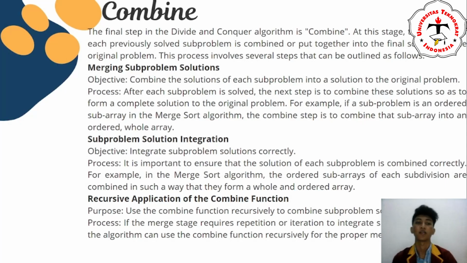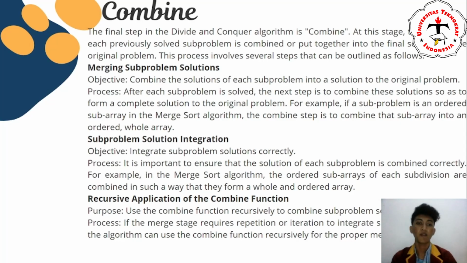Third, combine. The final step in the divide and conquer algorithm is combine. At this stage, the solution of each previously solved subproblem is combined or put together into the final solution of the original problem. This process involves several steps that can be outlined as follows. Merging subproblem solutions. Objective: combine the solution of each subproblem into a solution to the original problem.